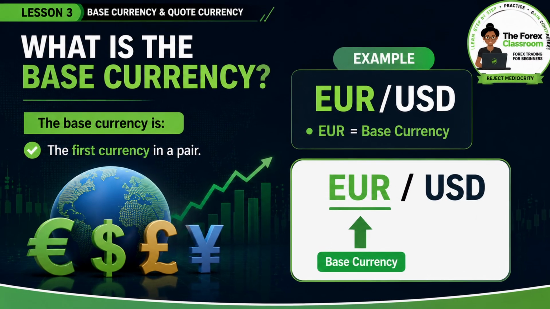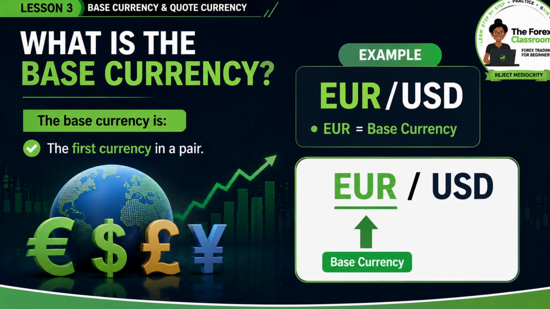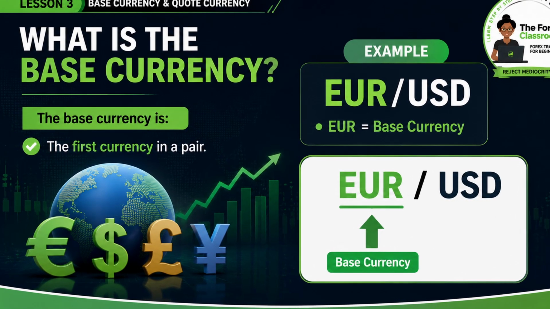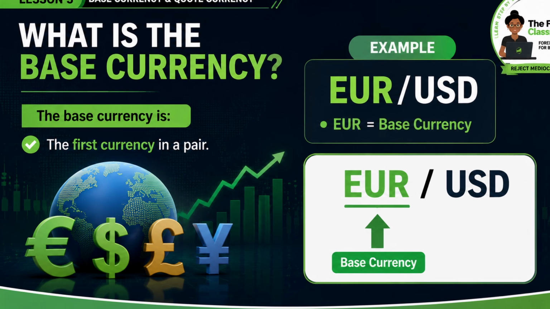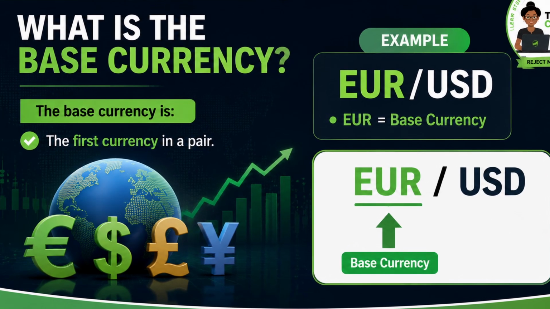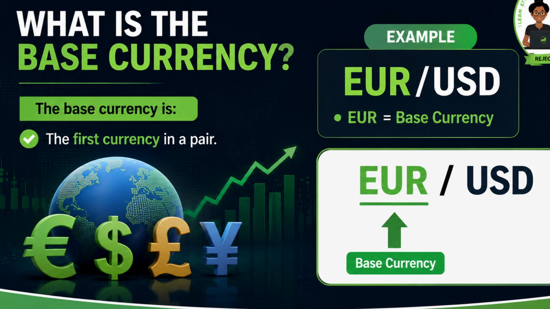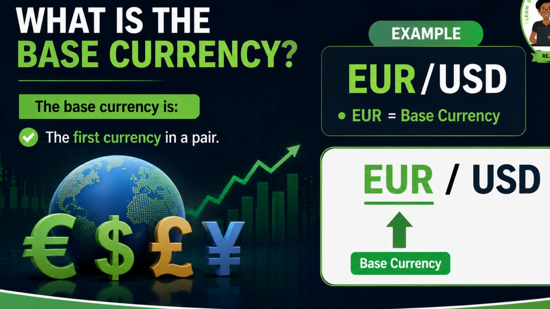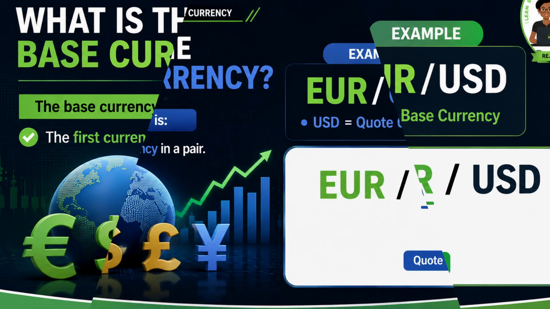The base currency is always the first currency in a currency pair. Think of it as the main currency being measured. Whenever you look at a forex pair, the first currency is always the base currency. In this example, euro is the base currency because it appears first.